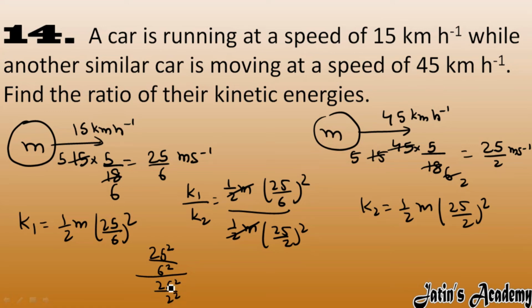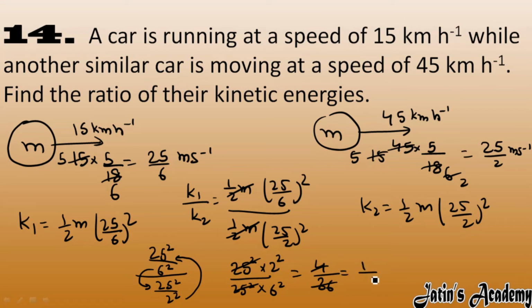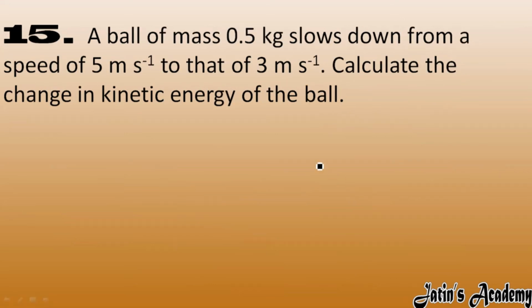So here 6 square is multiplied with the denominator and 2 square is multiplied with the numerator. 25 square into 2 square divided by 25 square into 6 square. So here it cancels out. Here it becomes 4 and 36. 4 and 36 cancel with the 9 table. So the ratio we got is 1:9. Clear?